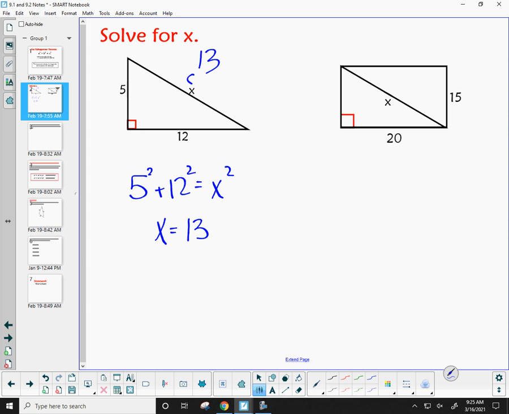Okay, on the next one, we can still use my Pythagorean theorem, obviously. When we get x squared, what do we get for x? We should have 25 here. Questions on that? Okay, so really my point here is make sure you don't assume something is 45-45-90 or 30-60-90.